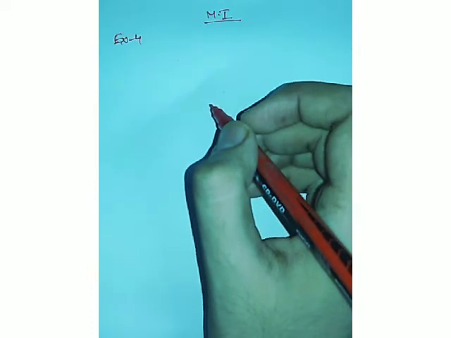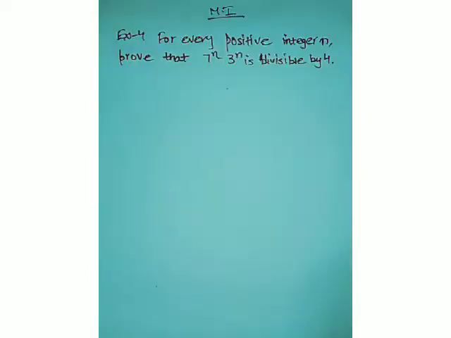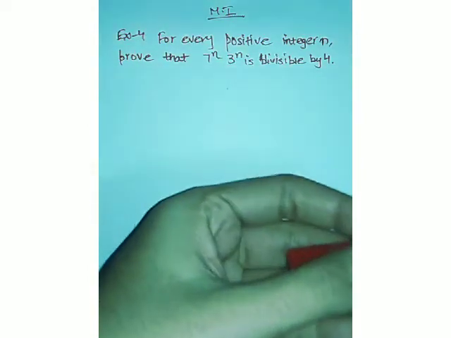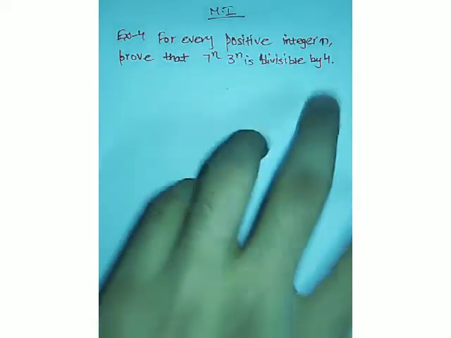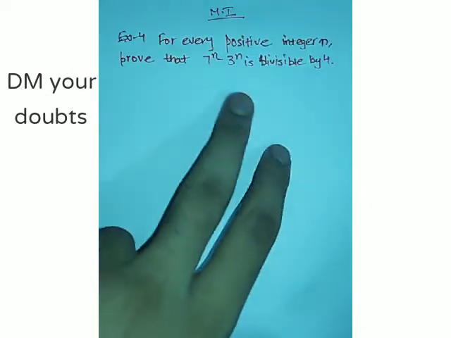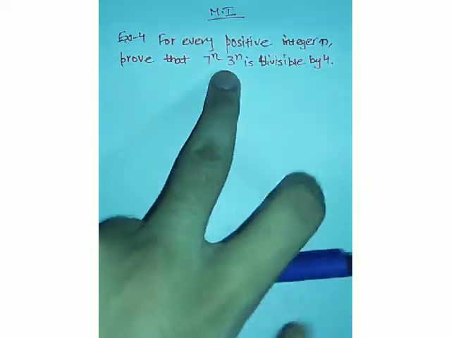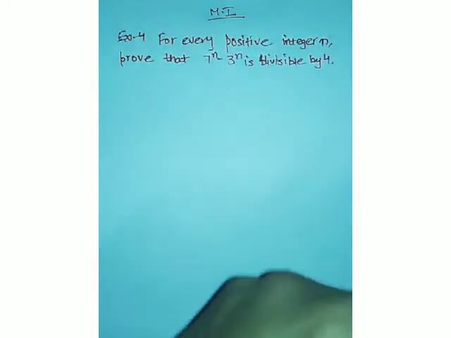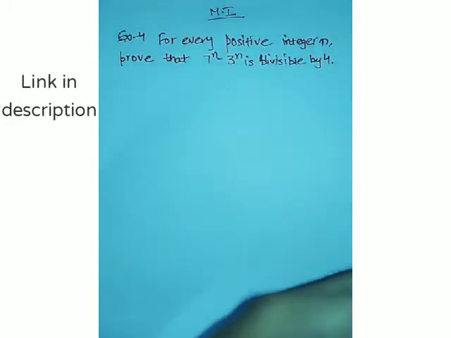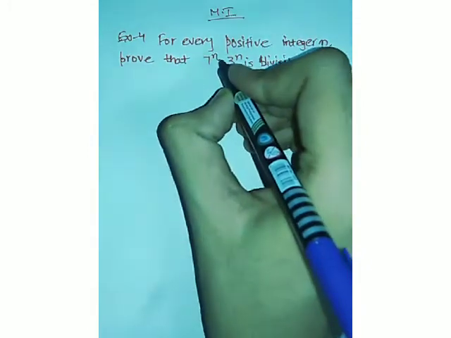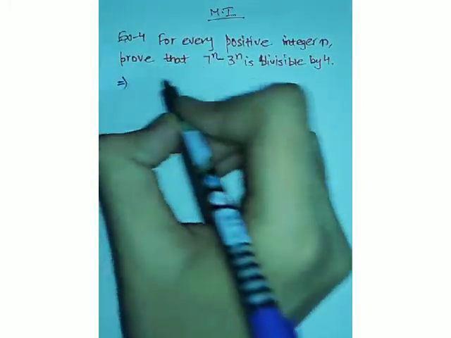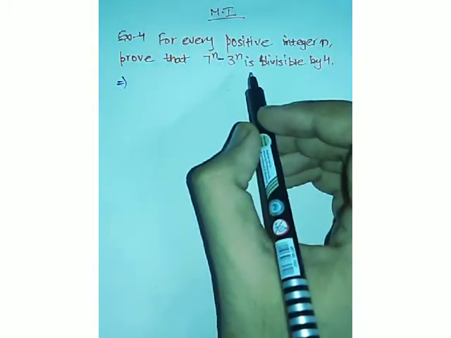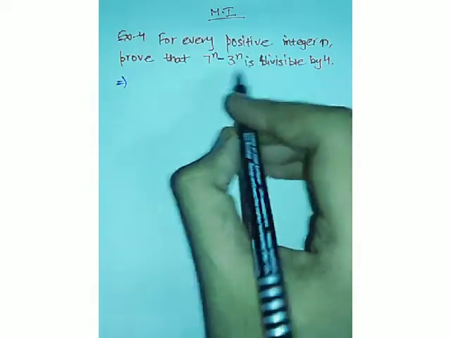So let me write the statement of example 4. In this example, we have to prove that for every positive integer n, 7 raised to power n minus 3 raised to power n is divisible by 4. So we have to prove it using mathematical induction. As you know, we'll go step by step, the steps that we have learned in our previous video.